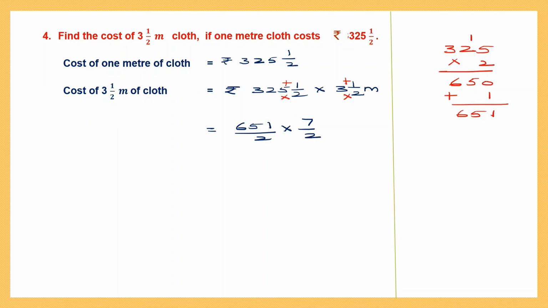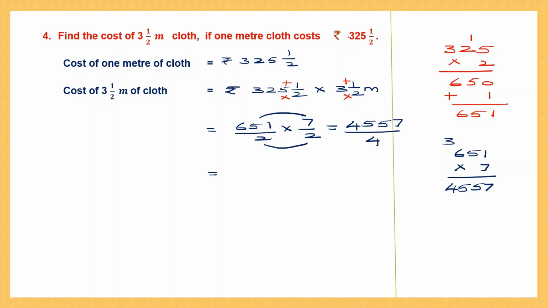Now here we can cancel if it's possible, but as you can see, we are not able to cancel anything here. So what we do is we multiply the numerators. So let's multiply 651 into 7. That is 7 ones are 7, 7 fives are 35, carry 3, 7 sixes are 42, plus 3, 45. So on multiplying the numerators, we get 4557, and in the denominator, 2 twos are 4. So now let's make this a mixed number. That means we divide 4557 by 4.